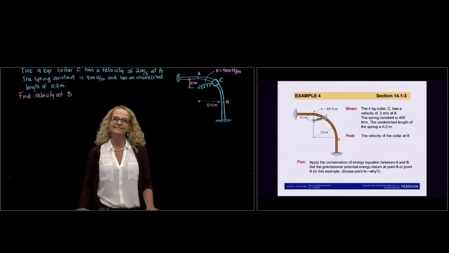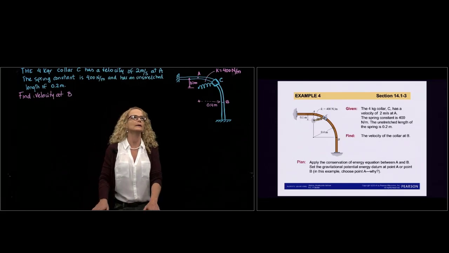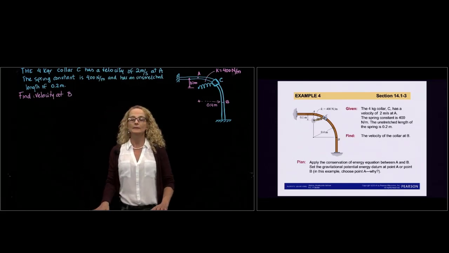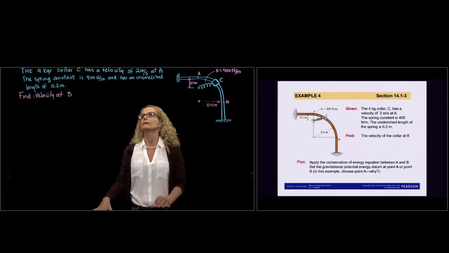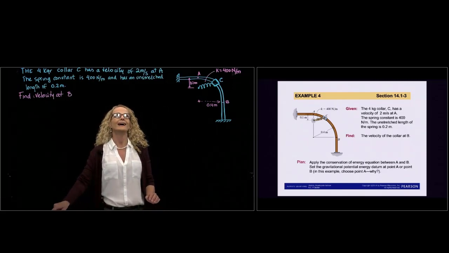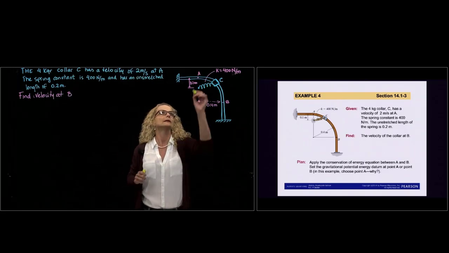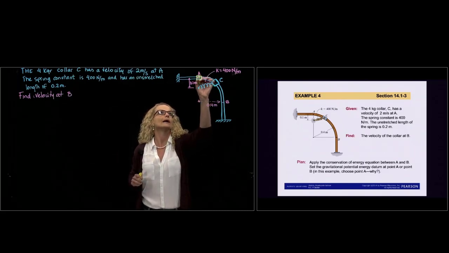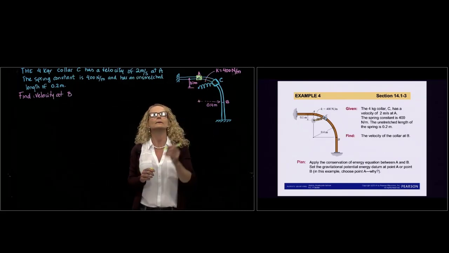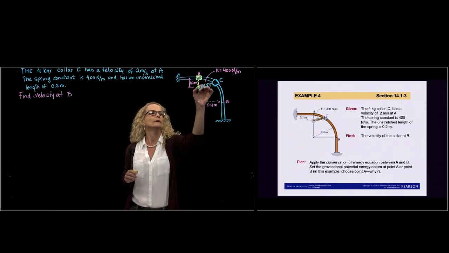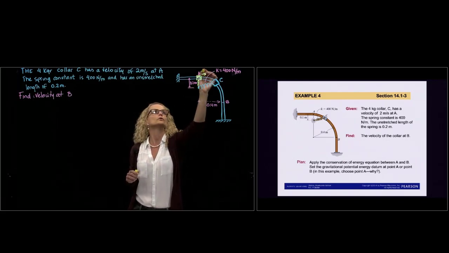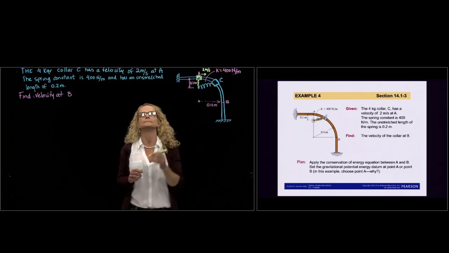Hi, this is example number 4 of section 1 to 3 of chapter 14. So we have here a 4 kilogram coil C that has a velocity at A. So the coil initially is at point A, we can imagine right here.